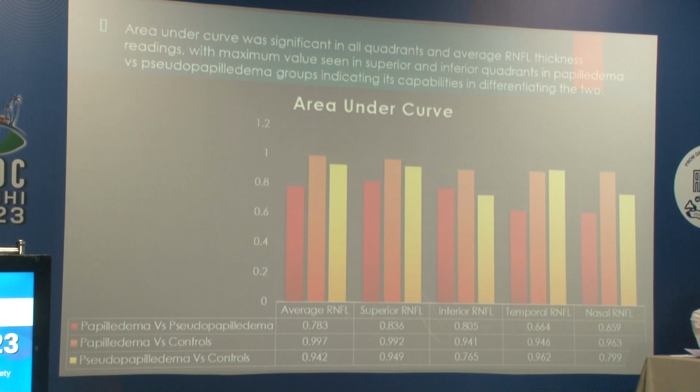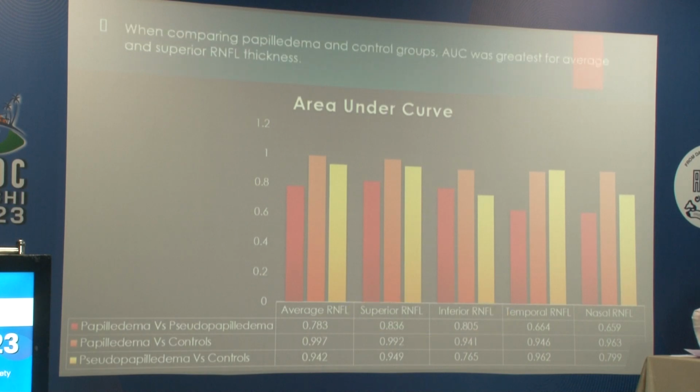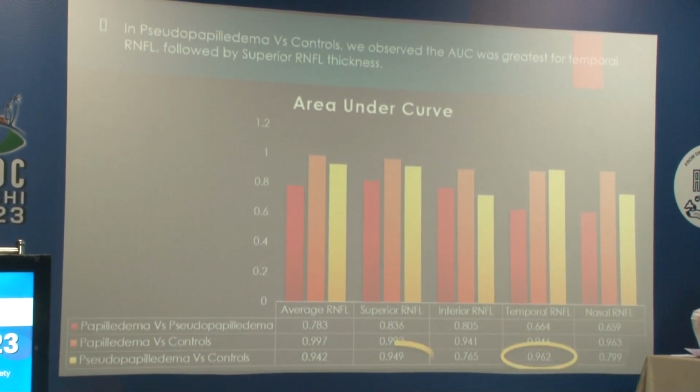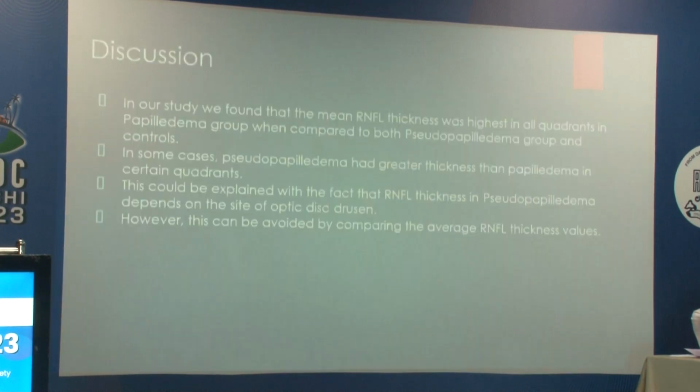The area under the curve in all quadrants was significant, and across all quadrants and average RNFL thickness readings, the maximum values were seen in the superior and inferior quadrants in papilledema versus pseudopapilledema groups, indicating its capability in differentiating the two. When comparing papilledema and control groups, area under the curve was greatest for average and superior RNFL thickness. In pseudopapilledema versus controls, we observed that the area under the curve was greatest for temporal, followed by superior RNFL thickness.